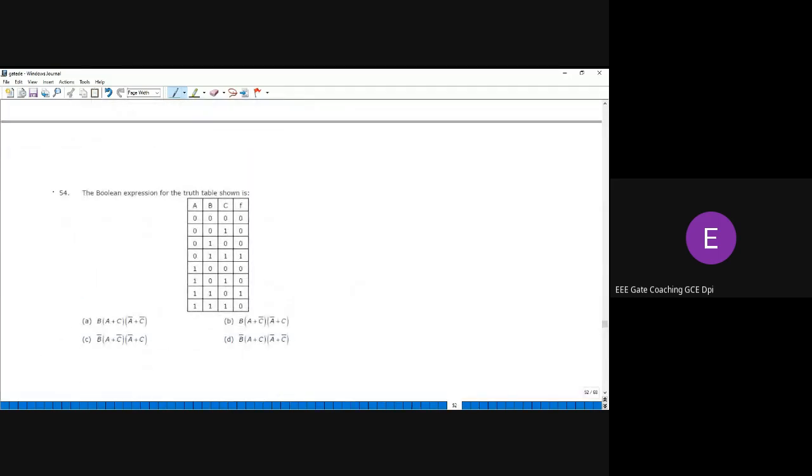Next, 29. So what's the answer? ABC is your input, F is your output. Right? What will be the answer?